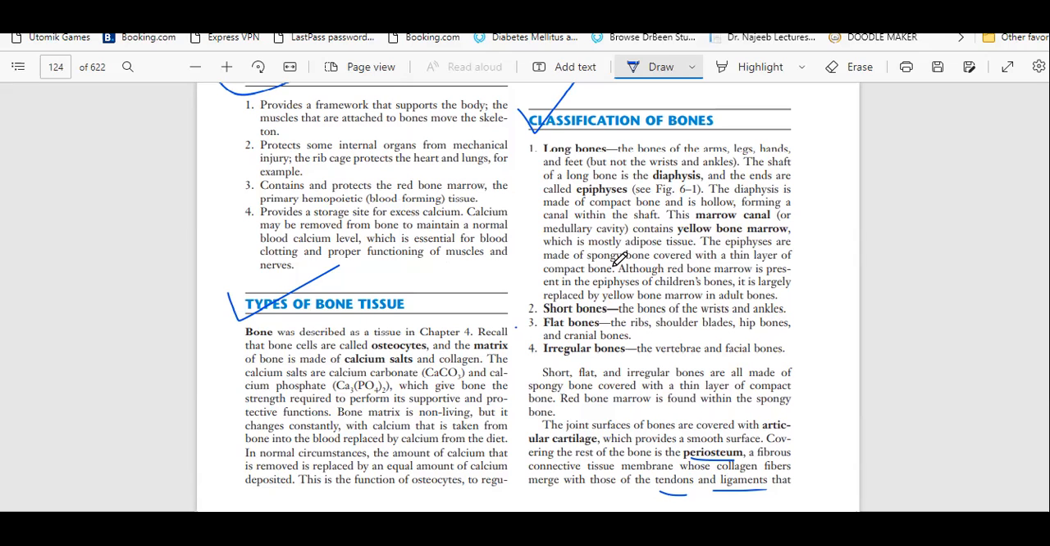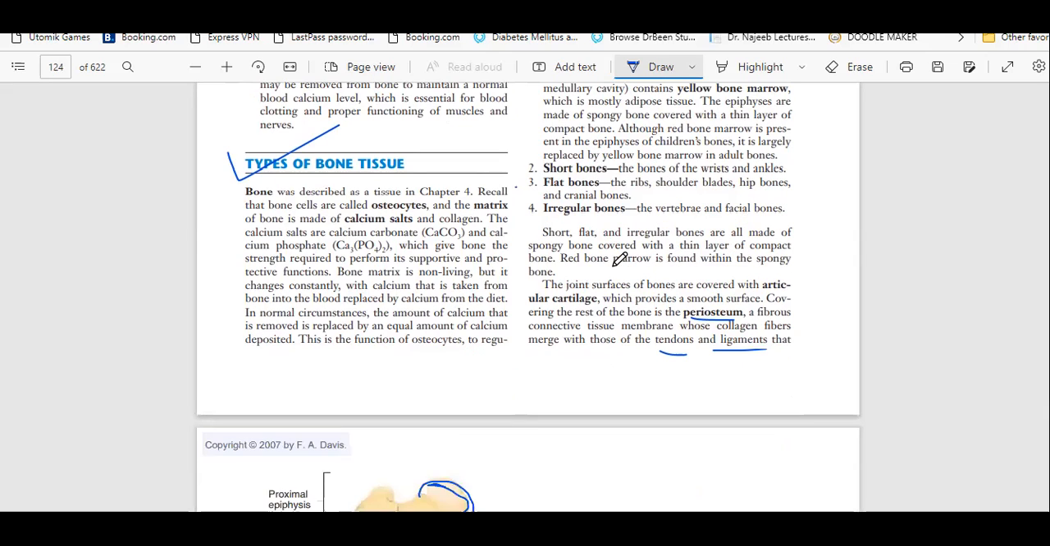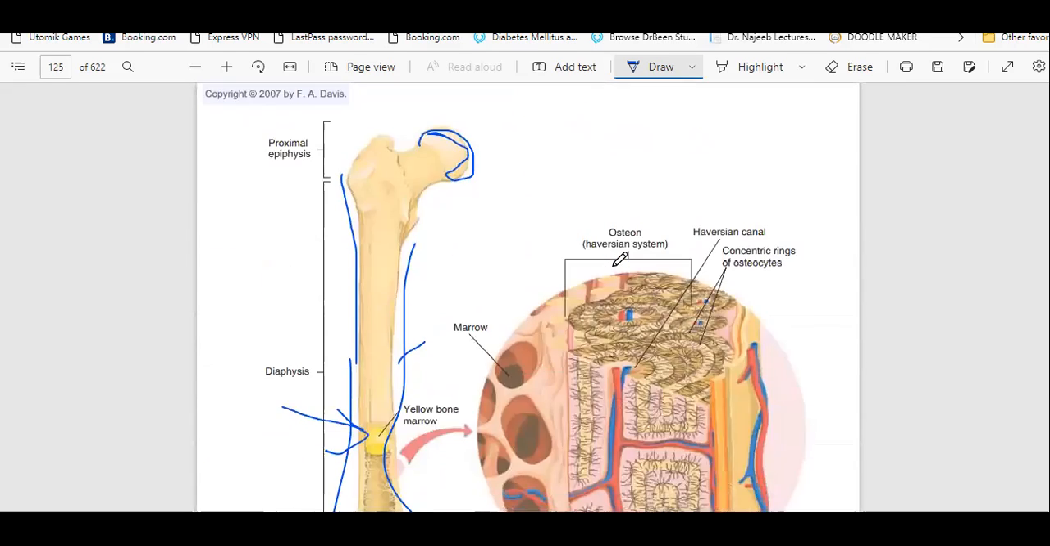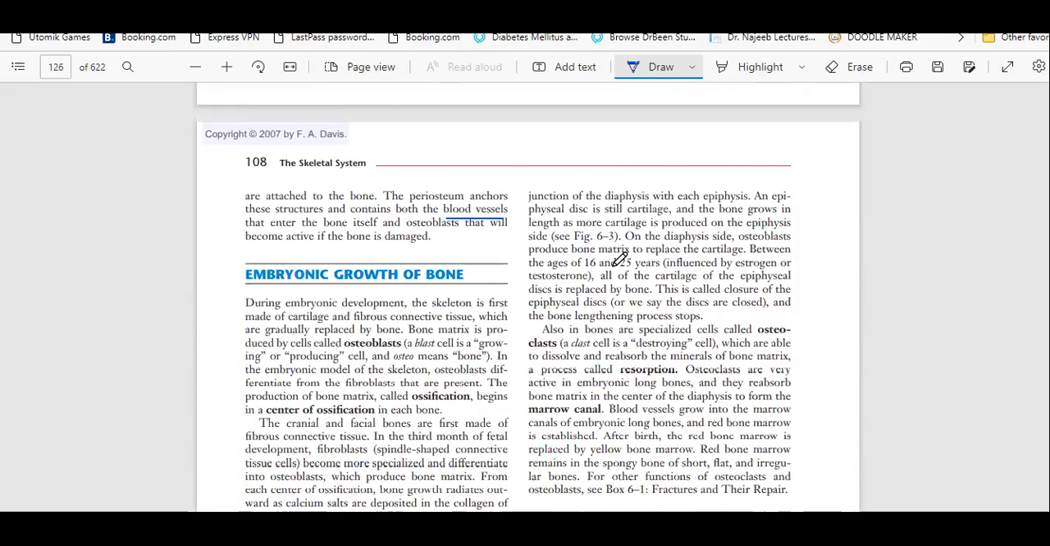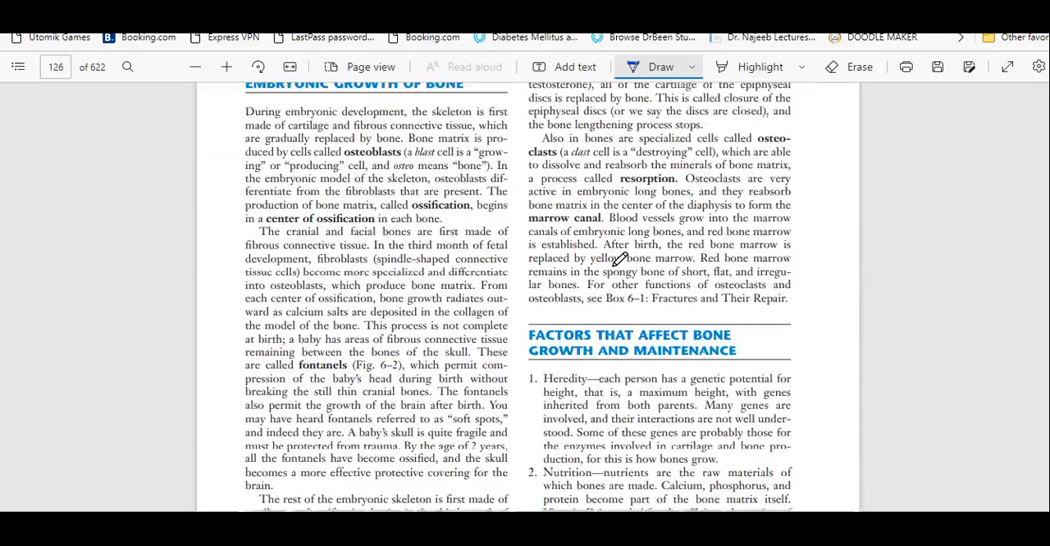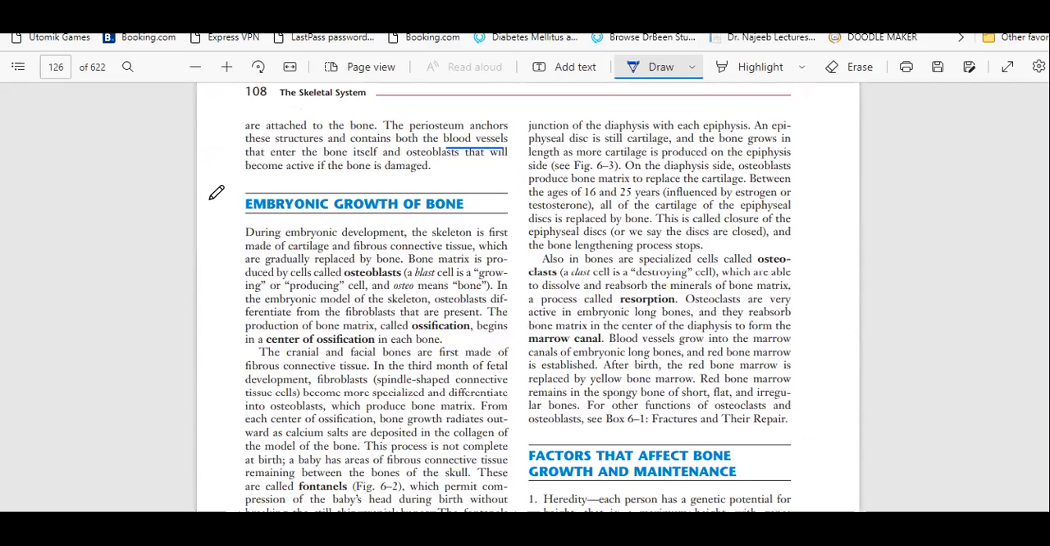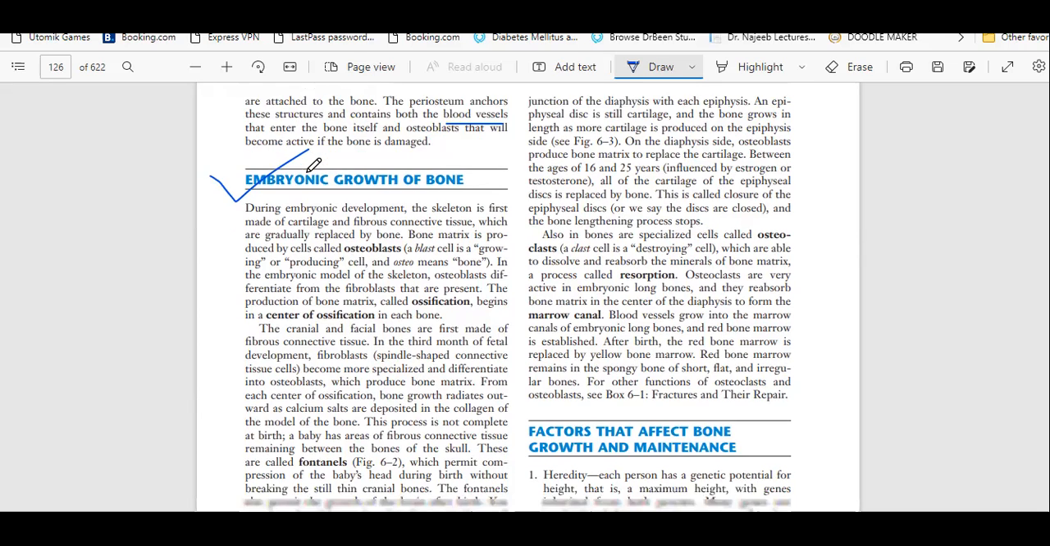Spongy bone is very soft tissue compared to the compact bone tissue. Okay, and bone has a covering called the periosteum. So these are the things you have to remember completely. Now we will talk about the embryonic growth of bone, how the bone develops, from before birth to after birth, and how it becomes a longer, healthy adult bone. You need to study this to understand.